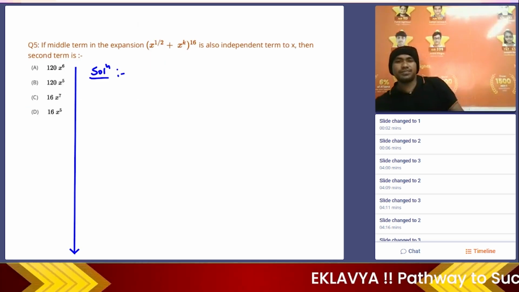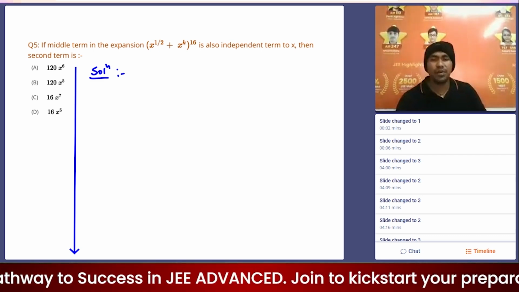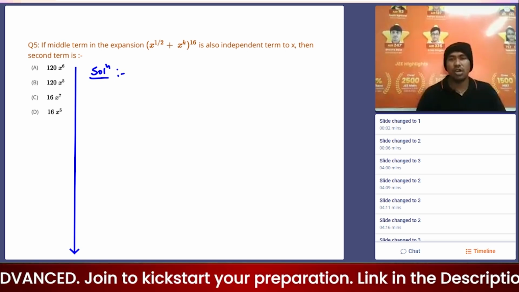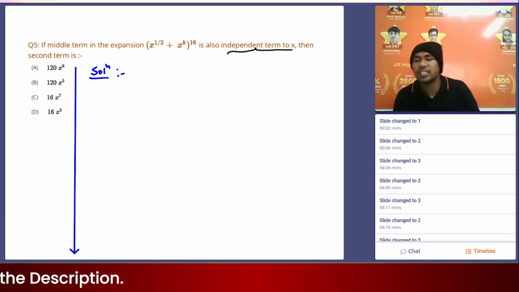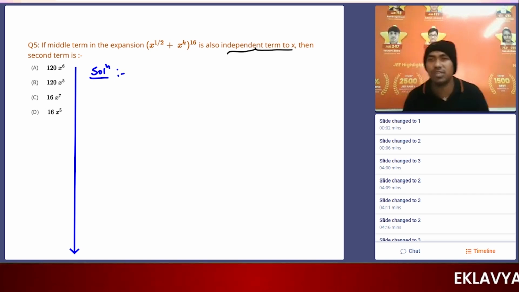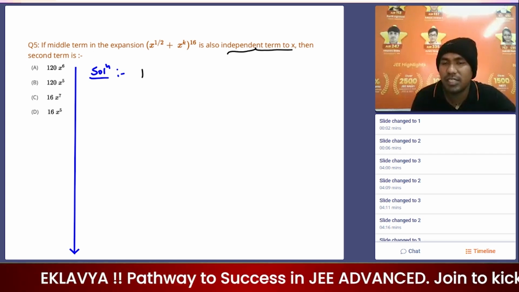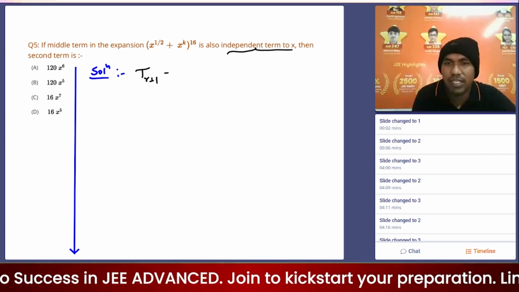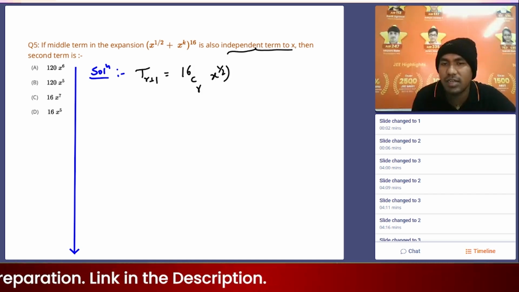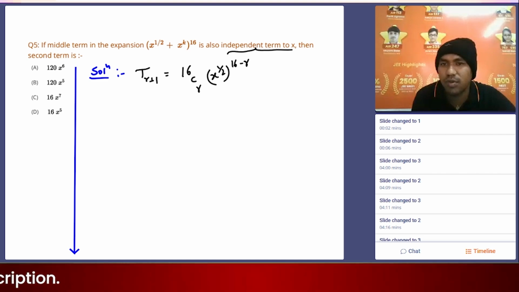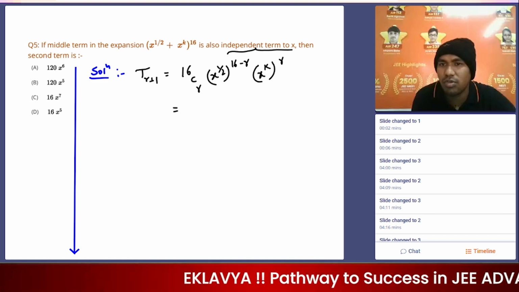To the next one. If a middle term in the expansion of x power 1 by 2 plus x power k whole power 16 is also independent term of x. What do you mean by independent term of x? Yes, the x power will become 0. That means that is nothing but the constant term only. So this is a binomial expansion only. First take the general term, the r plus 1th term, which is given by 16CR, first term x power 1 by 2 to the power of 16 minus r, and the second term x power k whole to the power of r.